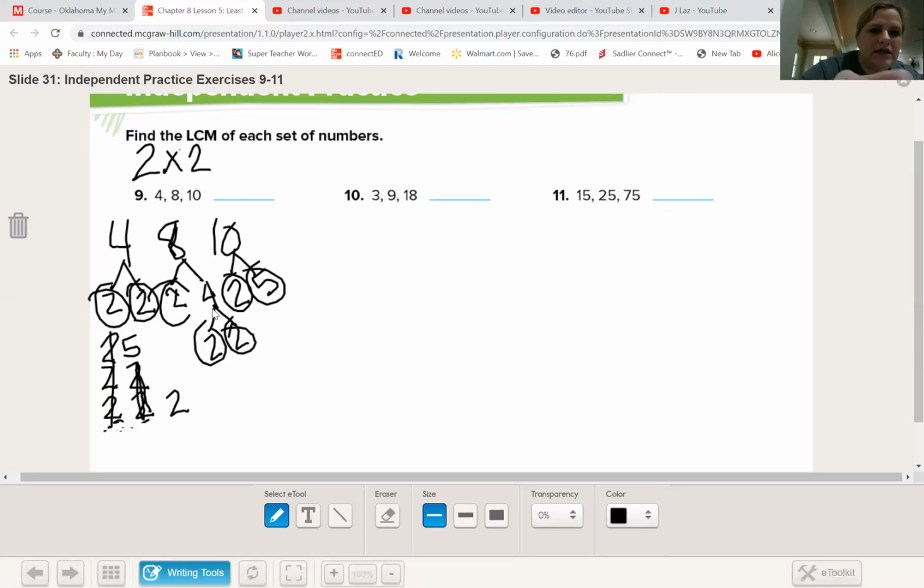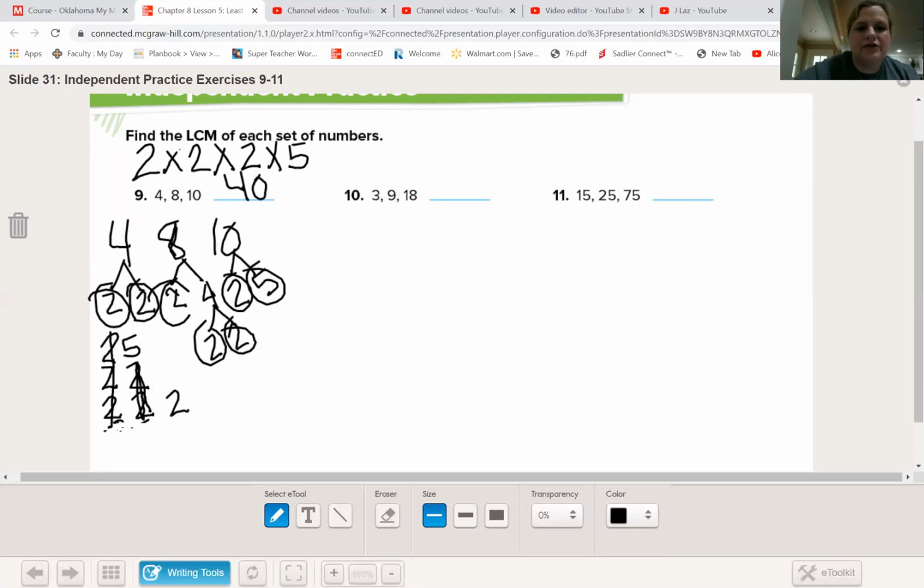Okay, and then times what's left, a 2 without a mate and a 5 without a mate. So 5 times 2 is 10. 10 times 2 is 20. 20 times 2 is 40.